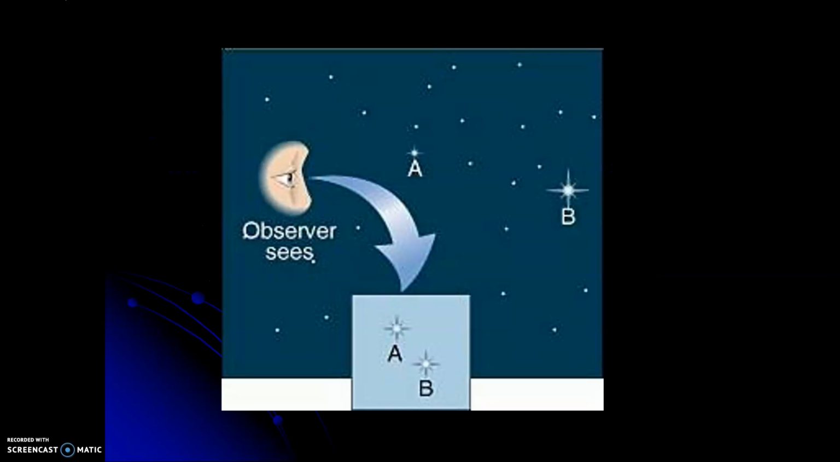This is a really good example. We see star A is closer to our observer here, and star B, you can see, is a lot larger and a lot brighter. But what we see is that these stars look about the same brightness in the sky. This is because star A is closer to us, so its apparent magnitude is going to be the same as star B, which is a lot further away.